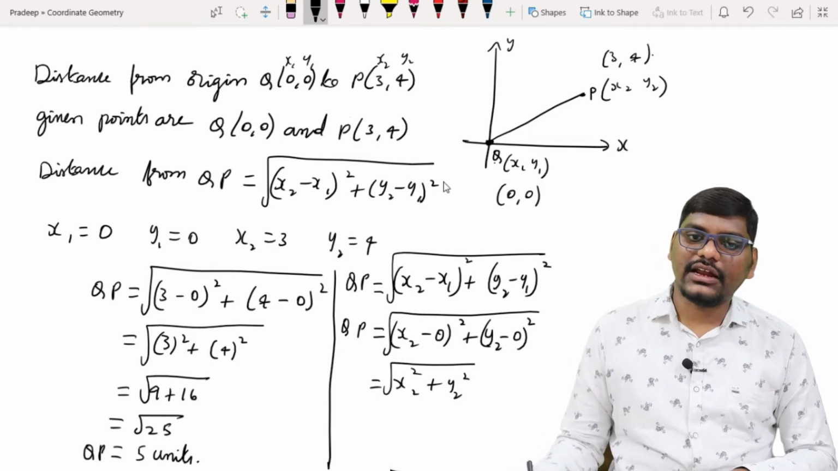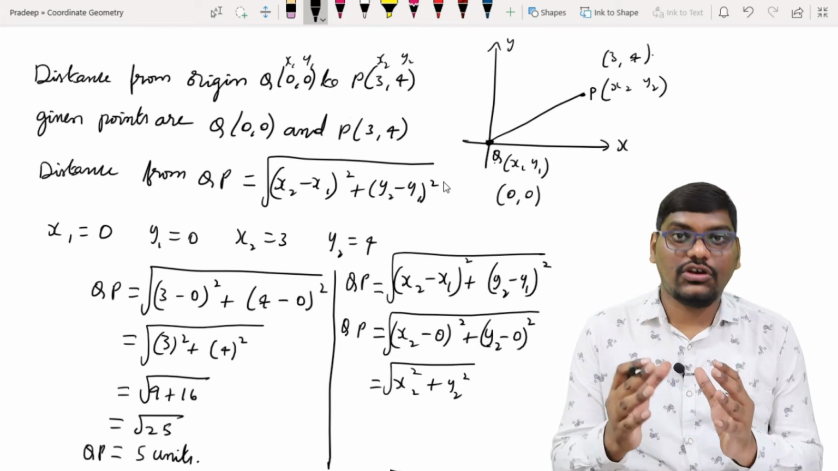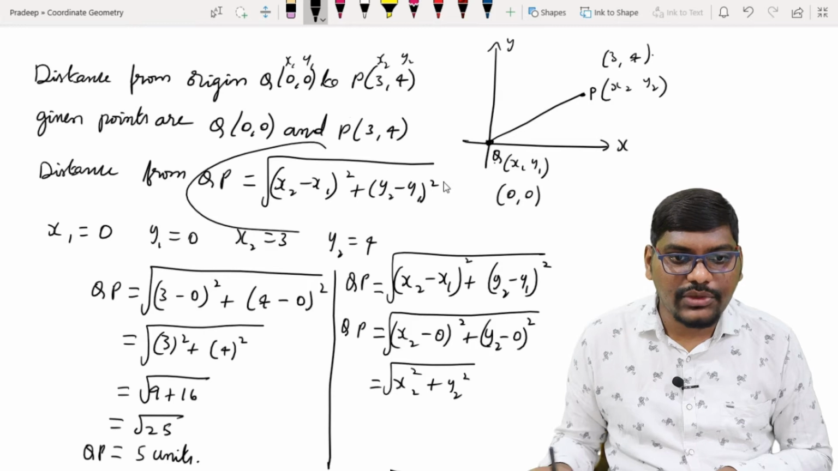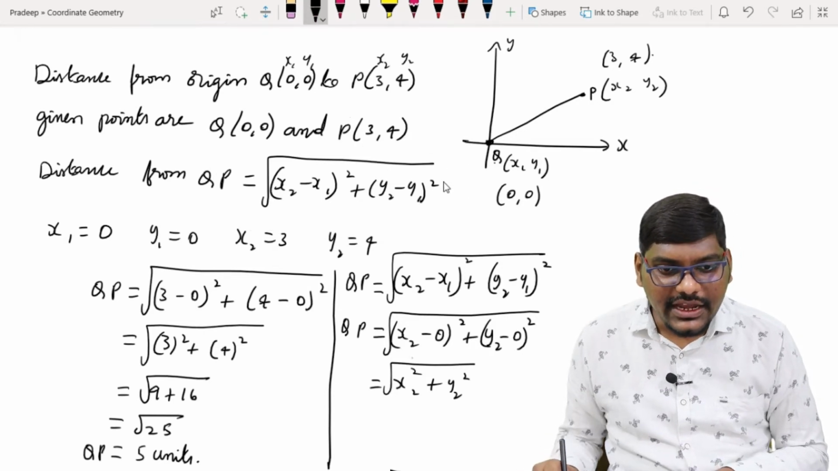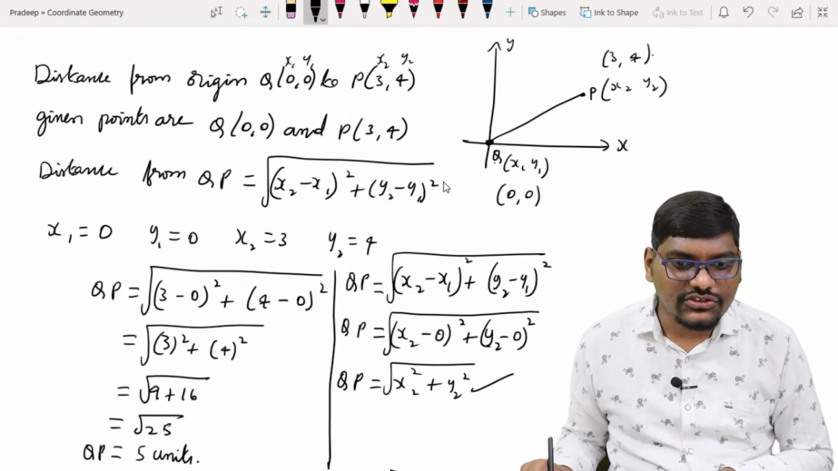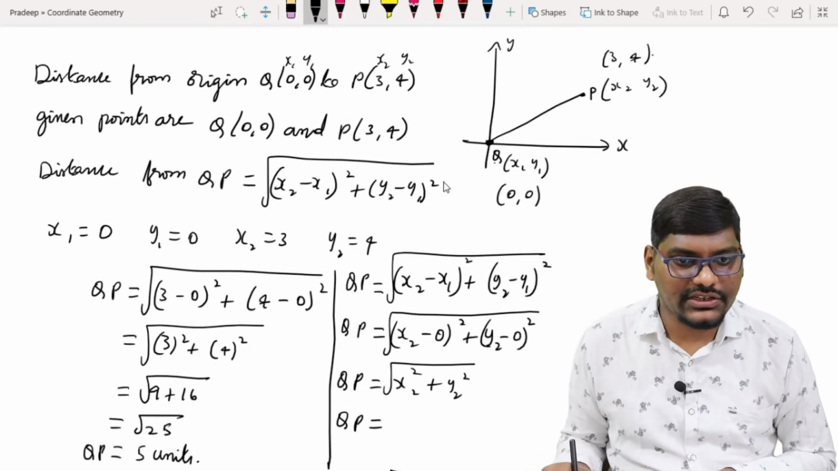So in this particular context, that is when one point is there, and another point is completely (0, 0), which is the origin, then directly instead of taking this QP equal to root of (x2 minus x1) whole square plus (y2 minus y1) whole square, you can directly take this formula and you can get the solution. So let's try to substitute these values and we'll be getting the same answer as this one. Okay, so let's check whether we're getting the same or not.